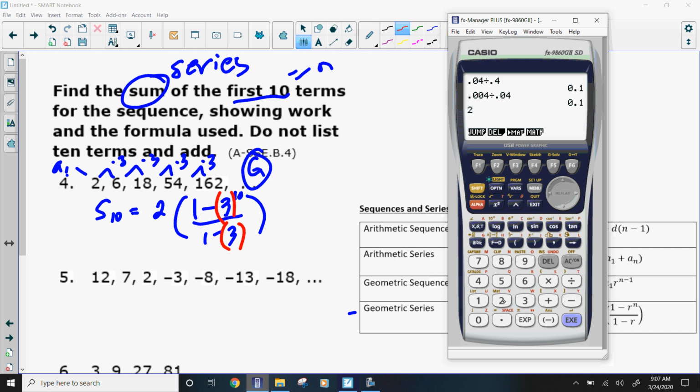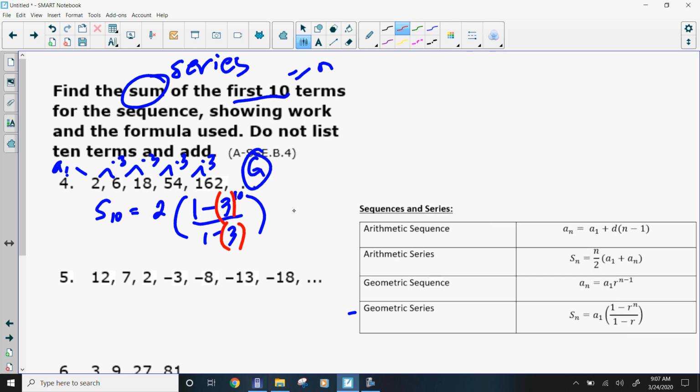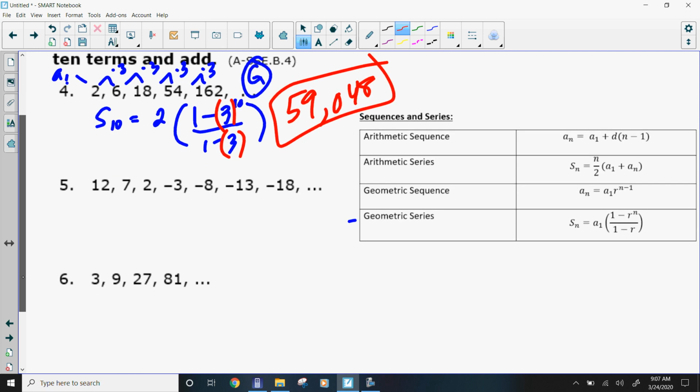So we've got 2, parentheses, fraction, 1 minus 3, and I'm not putting the parentheses since it's a positive that we plugged in, to the 10th power. And then down at the bottom, we'll have 1 minus 3. Oops, I need to put those parentheses on the outside right here. So the answer to this one is going to be 59,048.